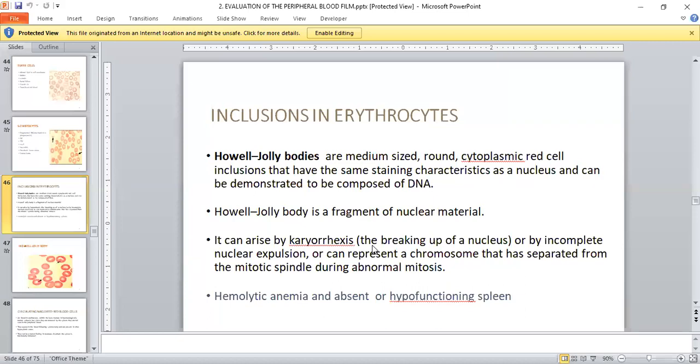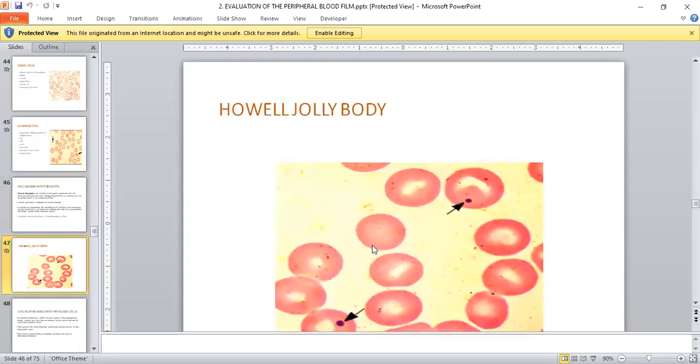Okay. You can also have inclusions such as the Howell-Jolly bodies, which are medium-sized round cytoplasmic red inclusions. These inclusions have the same staining characteristics as a nucleus and can be demonstrated to be composed of DNA. It's a fragment of nuclear material in the erythrocytes. You can see what it looks like, these two black things over here.